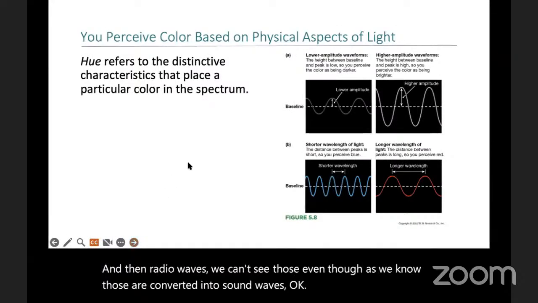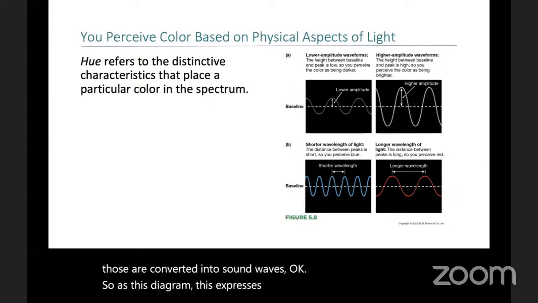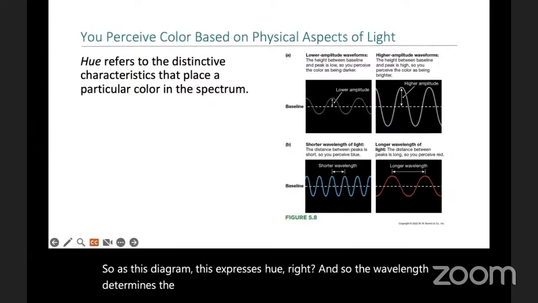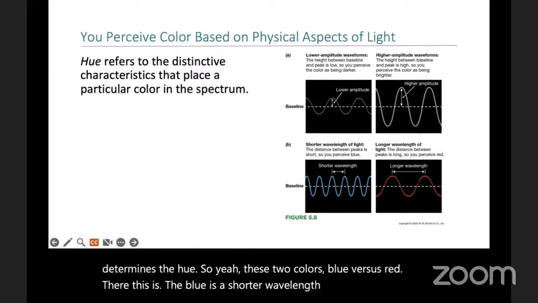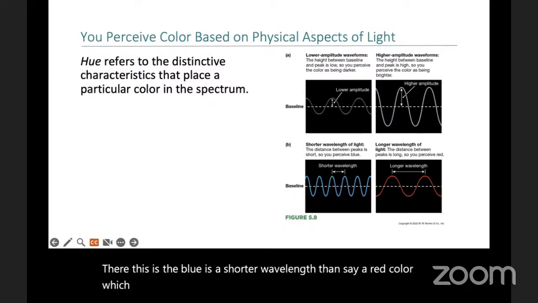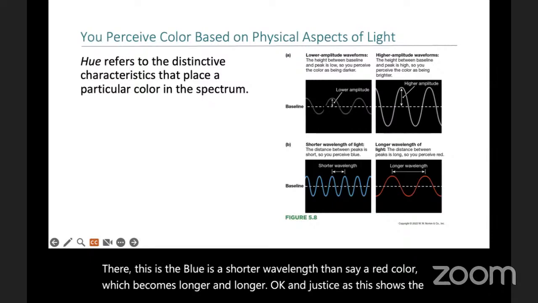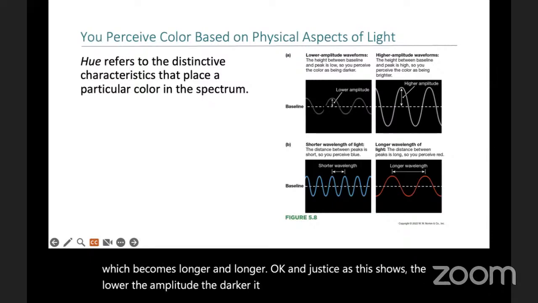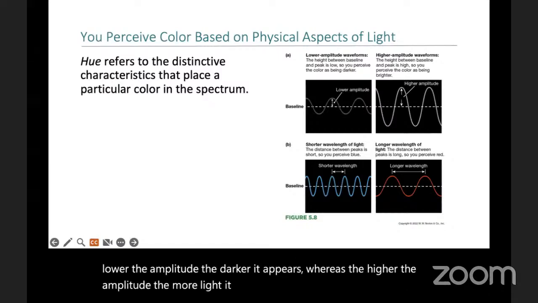So as this diagram expresses hue, right? The wavelength determines the hue. So these two colors, blue versus red: the blue is a shorter wavelength than say a red color, which becomes longer and longer. Okay. And just as this shows, the lower the amplitude, the darker it appears. Whereas the higher the amplitude, the more light it attracts.